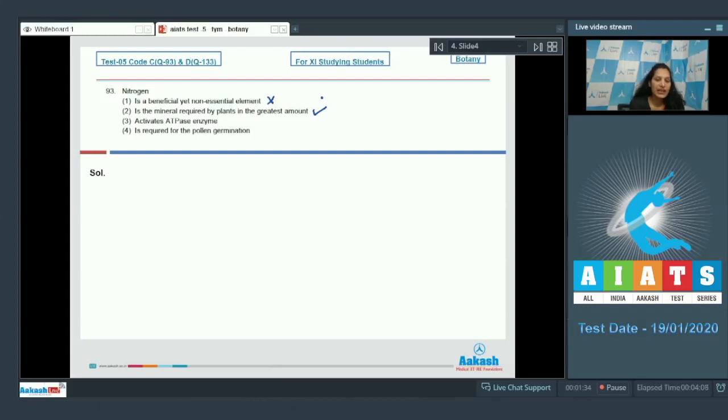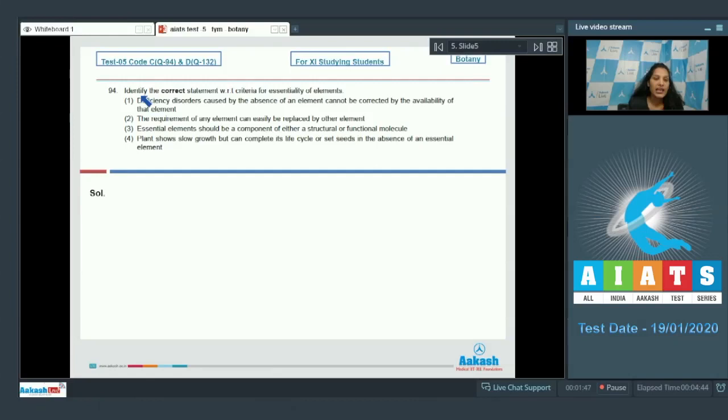Third one, it activates ATPase enzyme. No, it does not activate ATPase enzyme. It is the calcium which activates ATPase enzyme. Fourth one is required for the pollen germination. No, boron is required for the pollen germination, not the nitrogen. So the correct option for the given question is option number 2. Let's move to the next question.